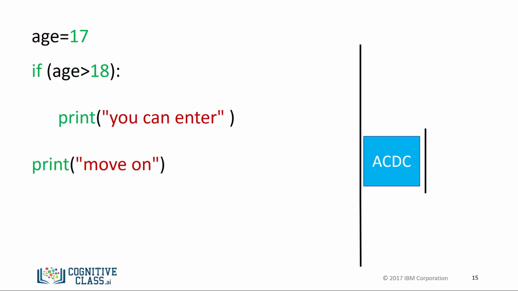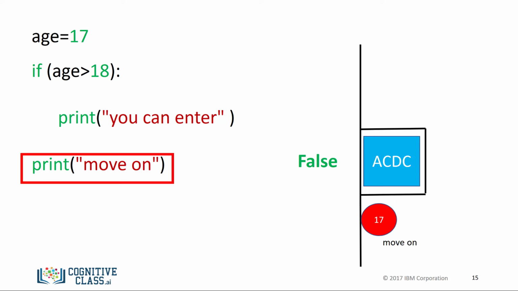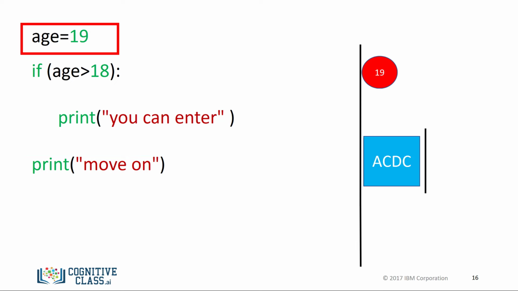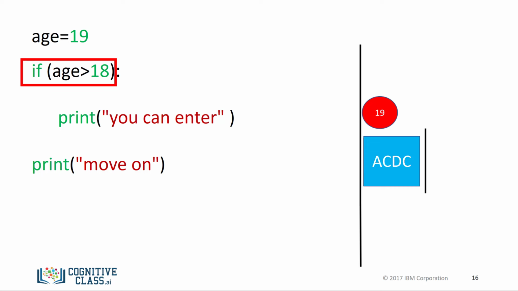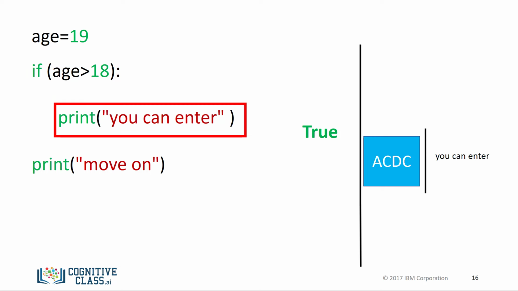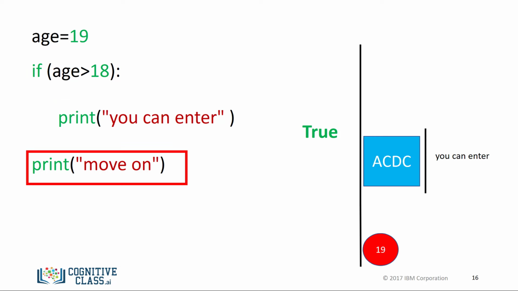For the case where the age is 17, we set the value of the variable age to 17. We check the if statement. The statement is false. Therefore, the program will not execute the statement to print "you will enter." In this case, it will just print "move on." For the case where the age is 19, we set the value of the variable age to 19. We check the if statement. The statement is true. Therefore, the program will execute the statement to print "you will enter." Then it will just print "move on."